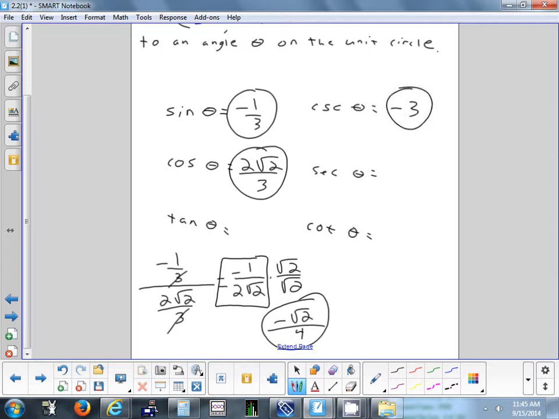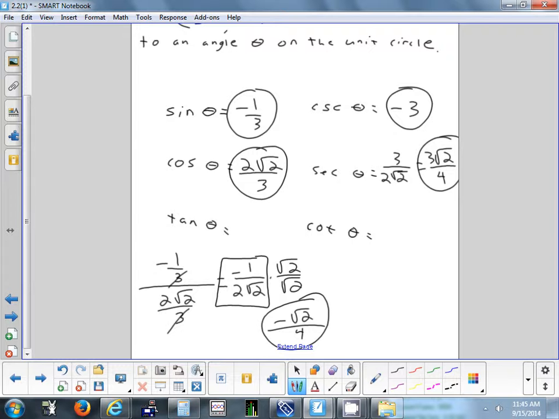There's my cosecant. Secant is 3 divided by 2 root 2. Very similar problem we just had when we did tangent. So we'll fix that. And the 3 root 2 in the top, and we're going to get 4 in the bottom.